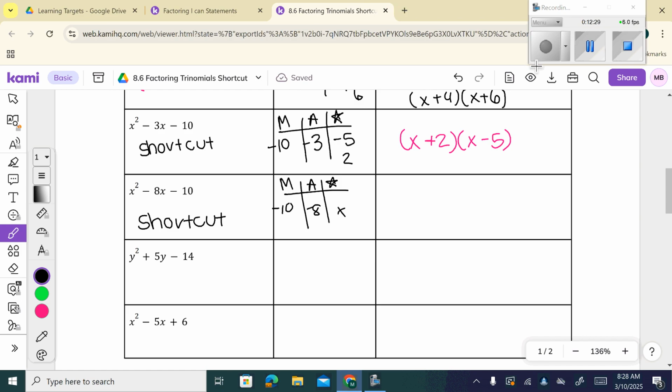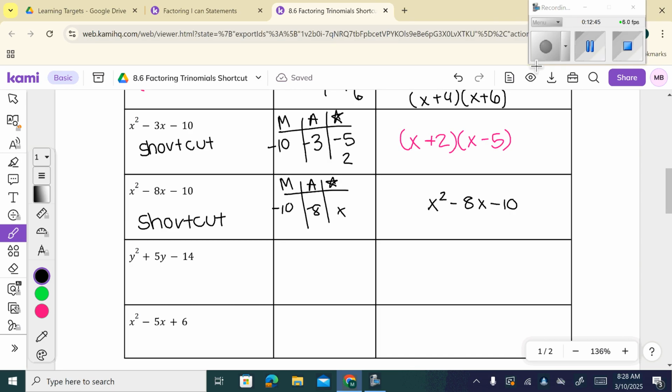Is there a GCF? Does anything go into 1, 8, and 10? No. Well, 1. So can I factor this? No, this was a trick problem. It's already in factored form. Okay? So, sorry for the trick problem.